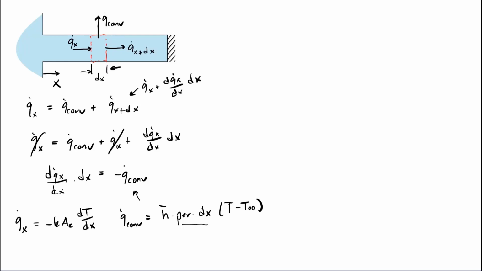Okay, so carrying on, now let's make our substitutions back in. So we have d dx of, we'll substitute Fourier's law, minus k A_c dT dx, times dx, don't forget that, is equal to minus perimeter times dx times h bar times T minus T infinity.